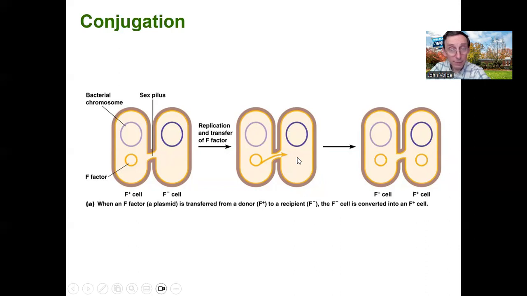This F minus cell now has the F plasmid. The F plasmid codes for construction of the sex pilus. So this F minus cell has the F plasmid in it and then starts construction of the sex pilus. So this cell changes its phenotype and will become an F plus cell. And once it grows its sex pilus, it can go out and skewer an F minus cell and then send the F plasmid from this cell into the F minus cell.